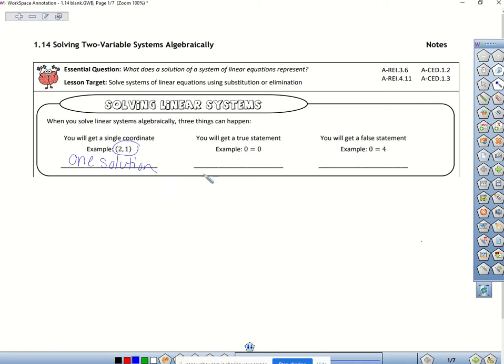And if you solve your system and you get a true statement such as 0 equals 0, anybody have a guess what that is? Infinite. Good. Infinite solutions. And lastly, if you get a false statement where your variables have completely went away, what would we call that? Good, no solutions. So that part should be a review.